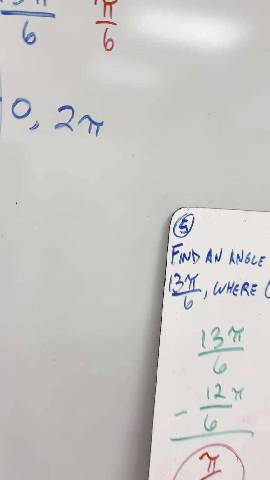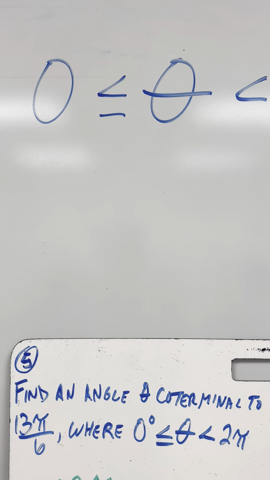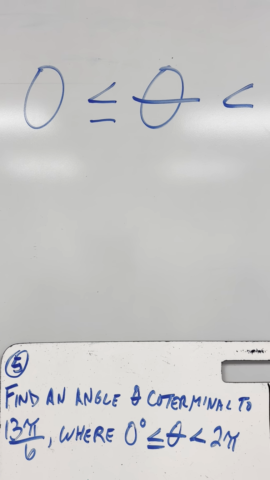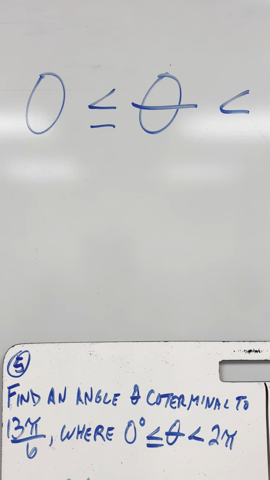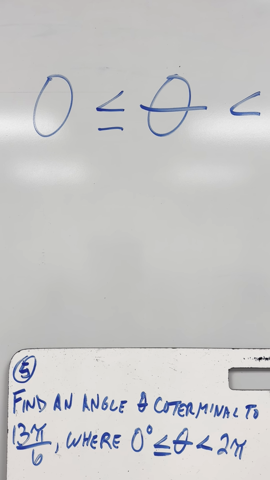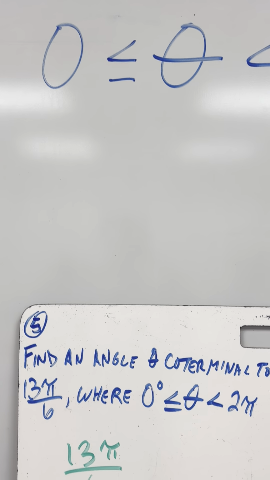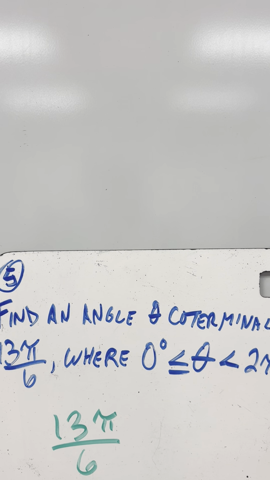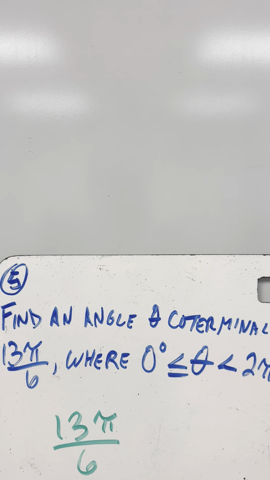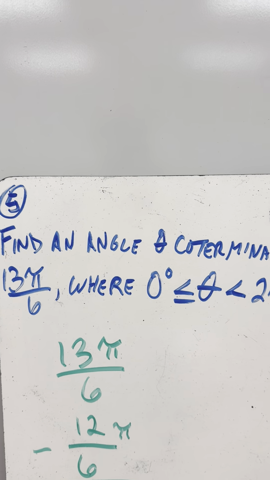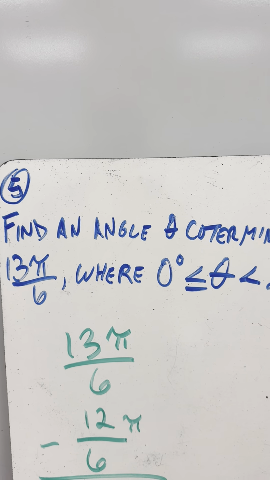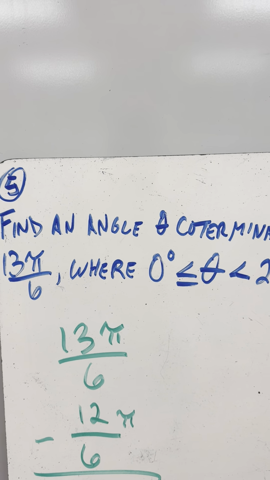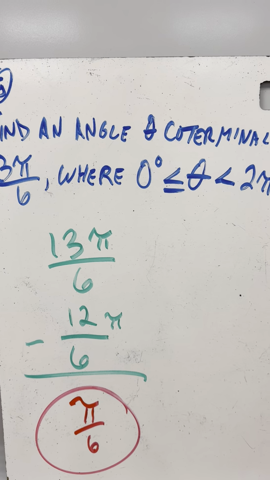Now, we're going to do the same thing here. Find an angle coterminal to 13 pi over 6, where theta is between 0 and 2 pi. So instead of subtracting 360, we're going to subtract 2 pi. Because it's 13 pi over 6, I'm going to subtract 12 pi over 6, because 12 pi over 6 is 2 pi, right? So what's 13 pi over 6 minus 12 pi over 6? 1 pi over 6. Done.